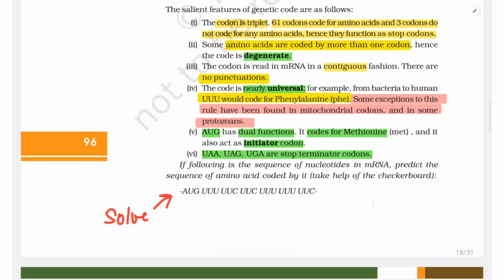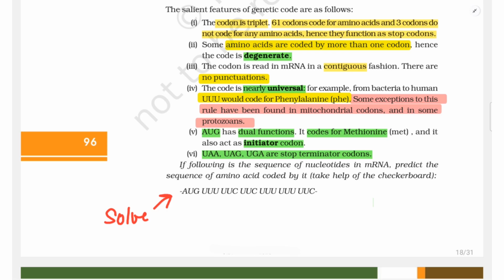Number 4, the code is nearly universal. For example, from bacteria to human, UUU would code for phenylalanine, Phe. Some exceptions to this rule have been found in mitochondrial codons and in some protozoans. Number 5, AUG has dual functions. It codes for methionine, Met, and it also acts as initiator codon. Number 6, UAA, UAG, UGA are stop or terminator codons.